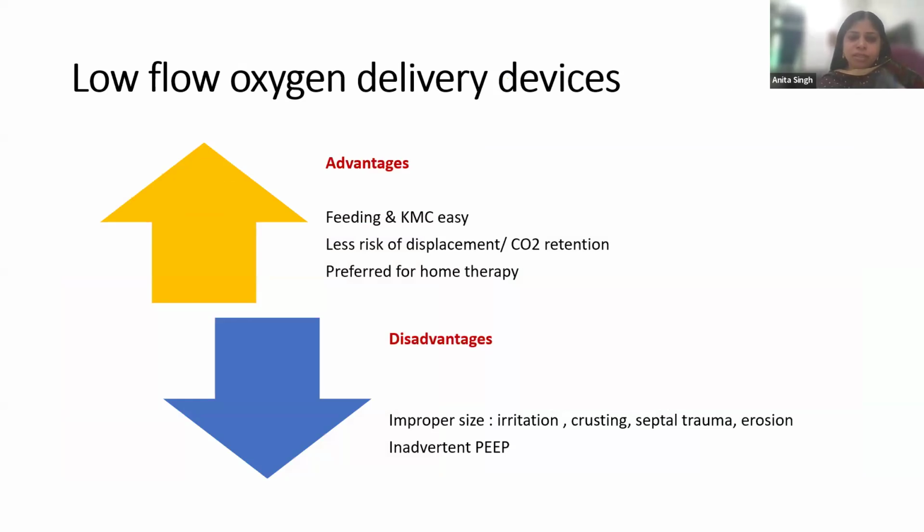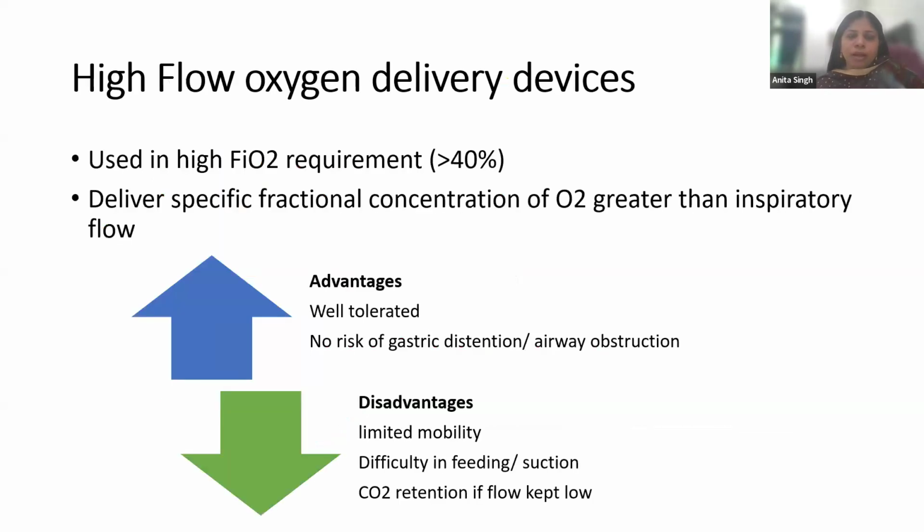The low flow oxygen delivery devices have the advantages that feeding and KMC are easier. They have less risk of displacement or CO2 retention. They are preferred for home therapy. The disadvantages include that they can irritate the nasal septum, or lead to crusting or septal trauma erosion or inadvertent PEEP delivery. In the case of high flow devices, they provide a higher FiO2. Whenever there is a high FiO2 need, they should be used. They deliver a specific FiO2 with flow greater than inspiratory flow, and they are very well tolerated. They have no risk of gastric distension or airway obstruction. But there is the disadvantage of CO2 retention if the flow is kept low.